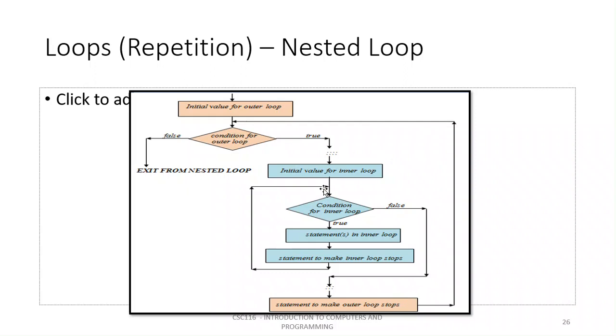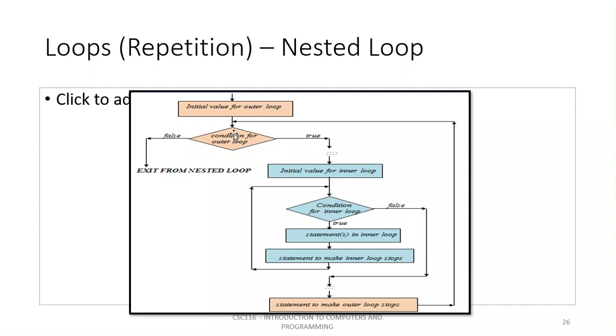Maksudnya kita akan masuk ke dalam outer loop dulu. Kemudian kita akan gunakan initial value untuk inner loop. Kemudian check condition untuk inner loop tu. Kalau true, kita akan buat beberapa statement sampailah kita jumpa statement yang akan memberhentikan inner loop tu. Dan bila kita check condition, of course dia akan jadi false. Dan kita akan keluar daripada inner loop. Kita akan pergi semula ke outer loop.